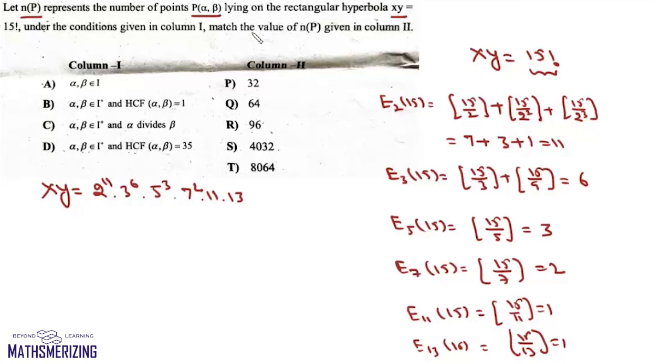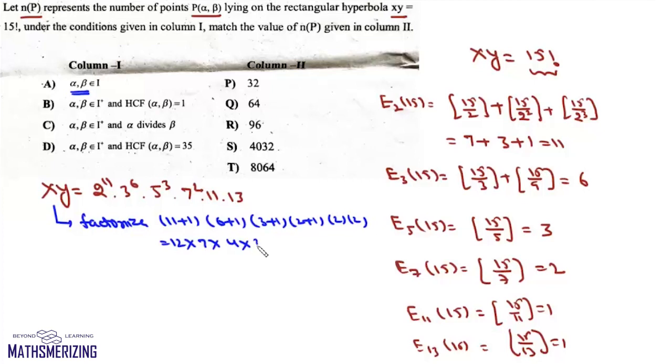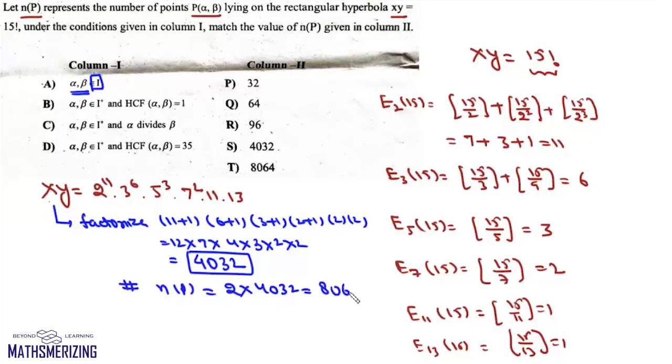Now the first one is number of points such that alpha and beta both are integers. For this, we'll find the number of ways in which we can factorize factorial 15 in two parts. So here it will be (11 plus 1)(6 plus 1)(3 plus 1)(2 plus 1) into 2 into 2. So it will be 12 into 7 into 4 into 3 into 2 into 2, which is 4032. If we consider positive integers x and y, there will be 4032 factors. And then since alpha and beta can be positive as well as negative integers, the total number of ways, this NP, will be simply 2 into 4032, which is 8064. So this A matches with T, 8064.